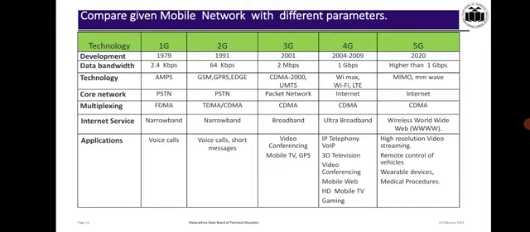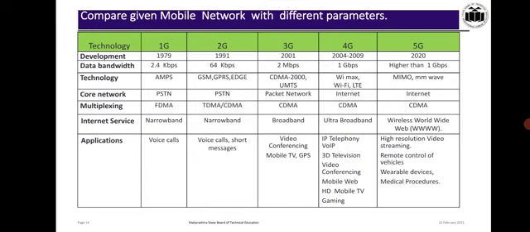Now we can see the comparison between the mobile networks with different parameters. The first parameter is the development. The first generation was developed in 1979, the second generation in 1991, the third generation in 2001, the fourth generation in 2004, and the fifth generation was developed in 2020.